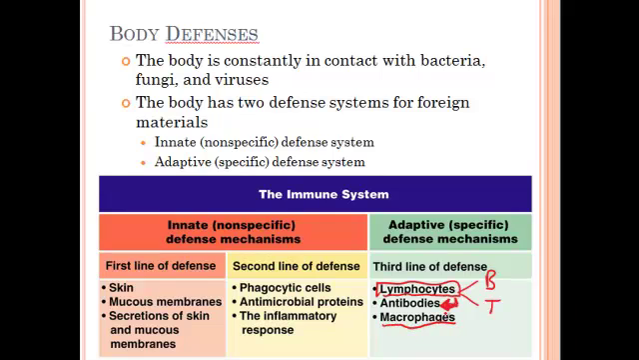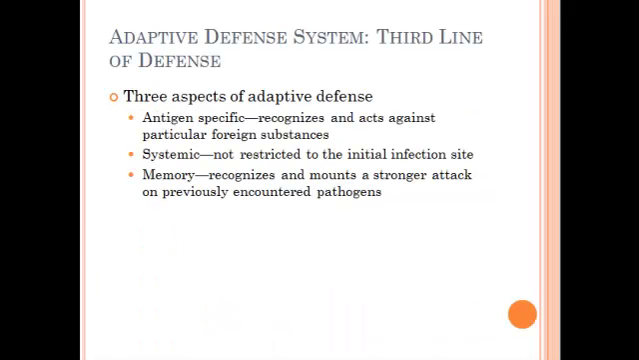And finally, we have the macrophages, which are also a type of white blood cell that we've seen before, and they're a part of this adaptive third system of defense that we have in our body to fight against foreign invaders. The macrophages are also part of the innate defense as well. We've already seen them there.